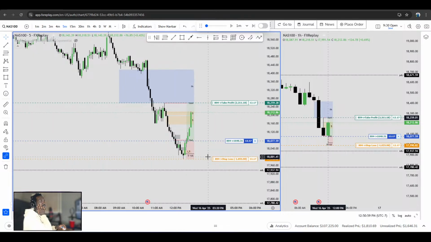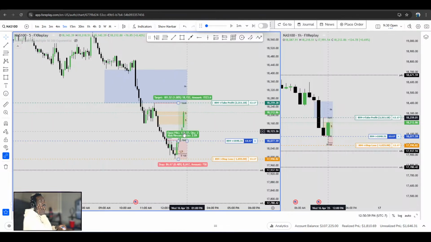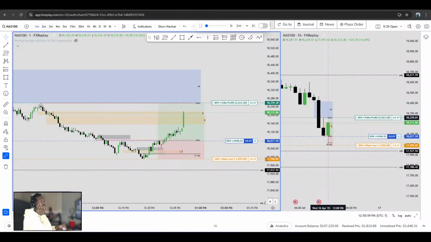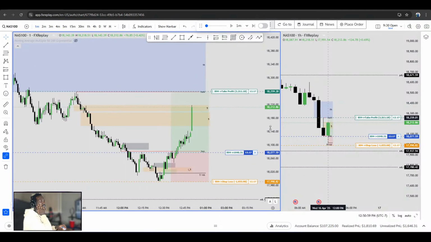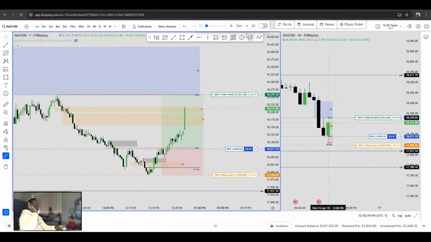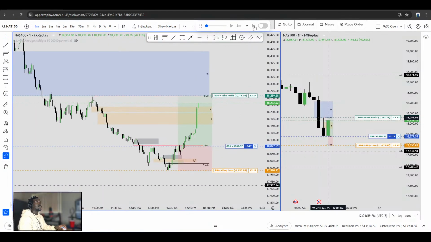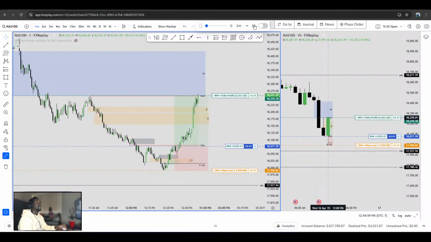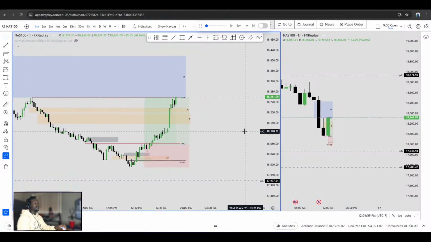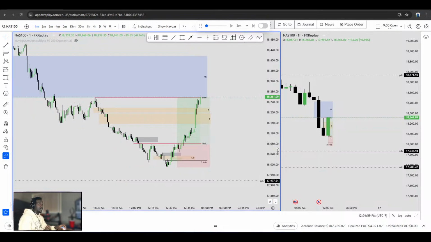Oh, they come down. The least we could do is maybe break even, but in this back test I've not been breaking even, so let it just go. Looks good. Looks good so far. And are we gonna hit TP? Boom, we hit TP. Beautiful. So that was a really nice trade.